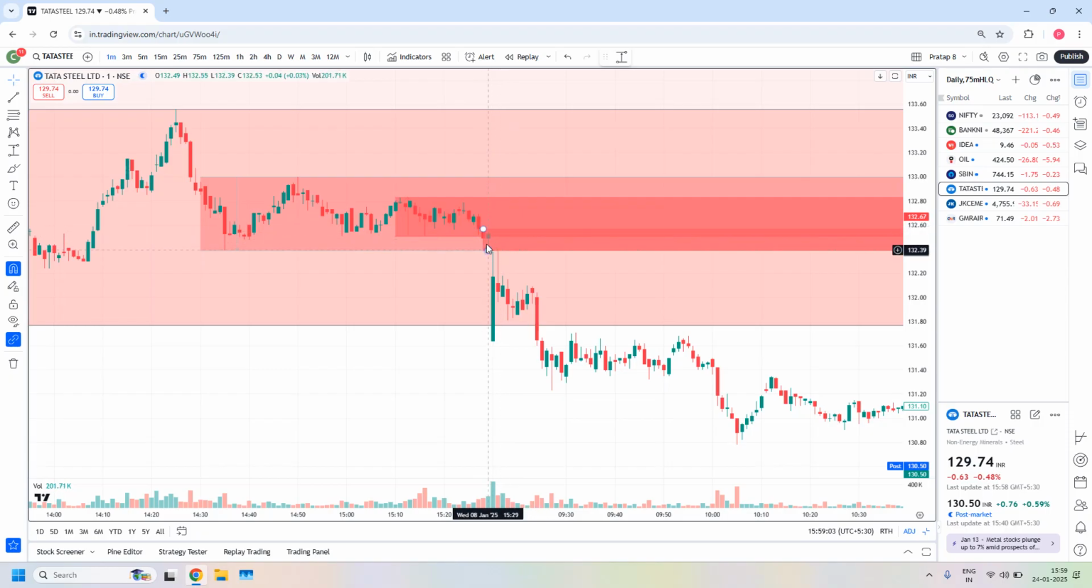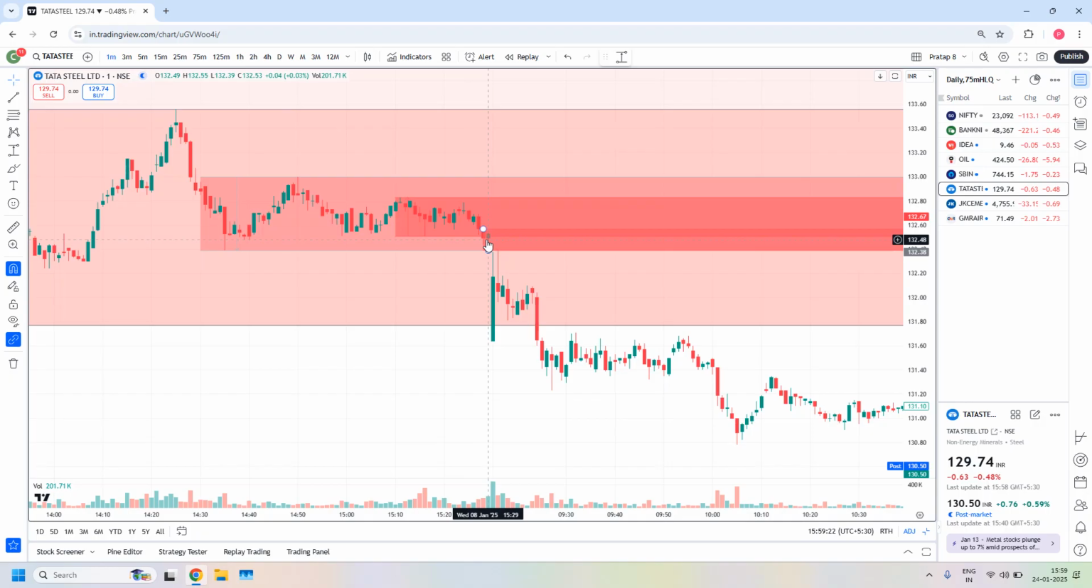You may ask a question, why I have drawn wick to wick? Because 1 minute zones are very small. If you look at the 5 minute time frame, this 1 minute zone looks very, very small. Further reducing means it's not easy, and sometimes you may miss the entries also. That's why, for 1 minute zones, we always have to draw wick to wick.